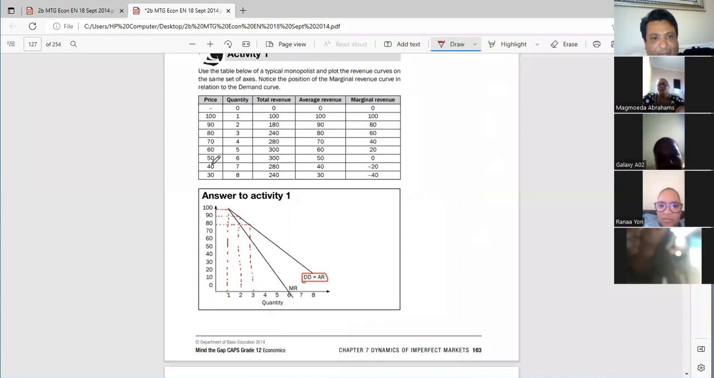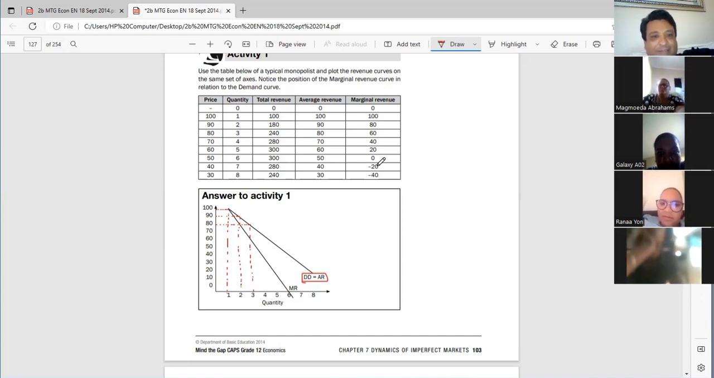The price dropped to 50. Am I right? Your quantity is what? You buy 6. Total revenue is 300. But why is your marginal revenue 0? Because 300 minus 300 is 0. Okay. Let's look at the next one. 40. 4 times 7 is 280. So your marginal revenue is minus 20. Correct, yes. Because it went up and then it came down again.